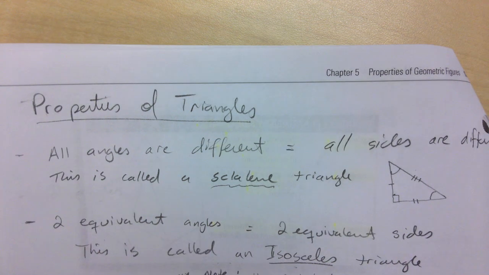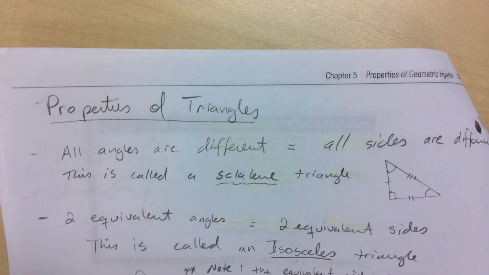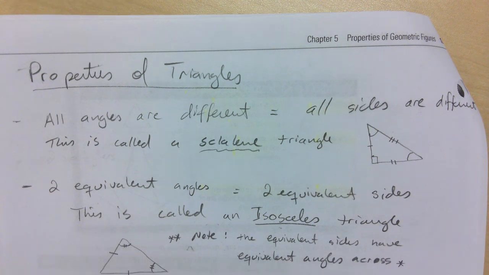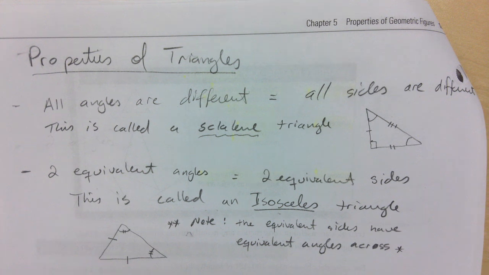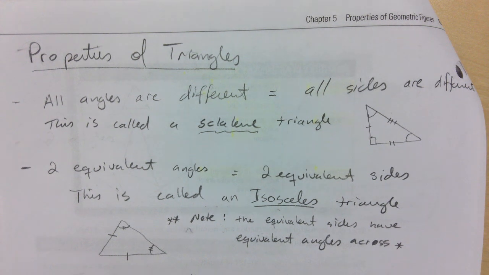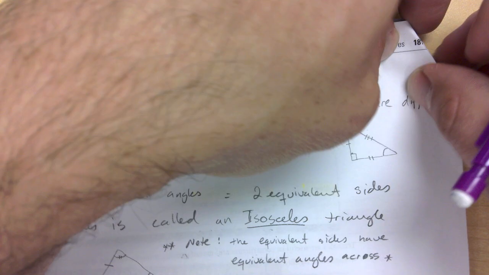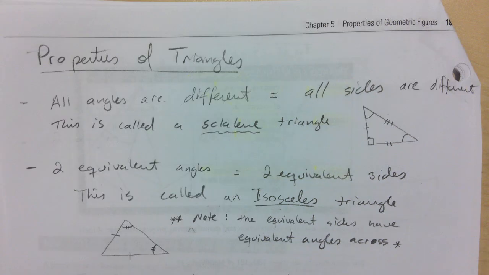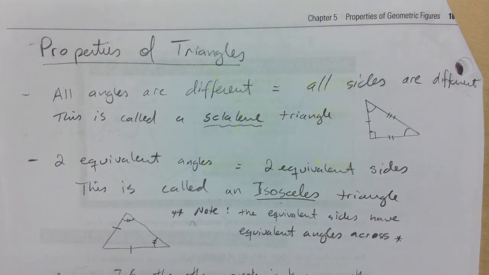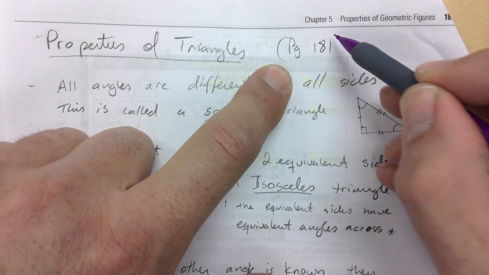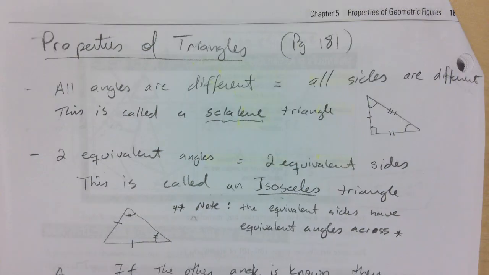Properties of triangles. Okay. Maybe if you can copy that, then I'll jump in. Let me just fold this so that it stays flat. So page 181. If you're missing that, copy this to page 181.